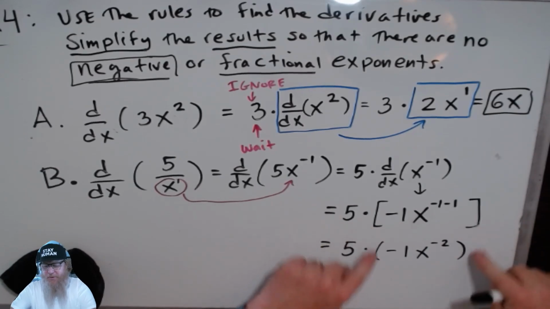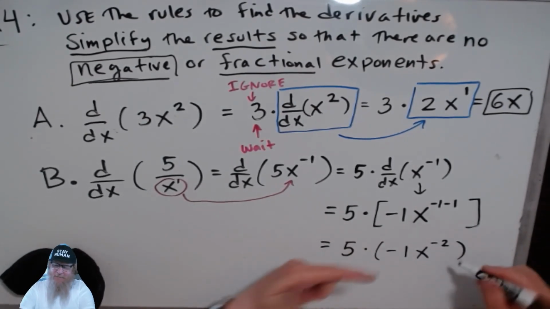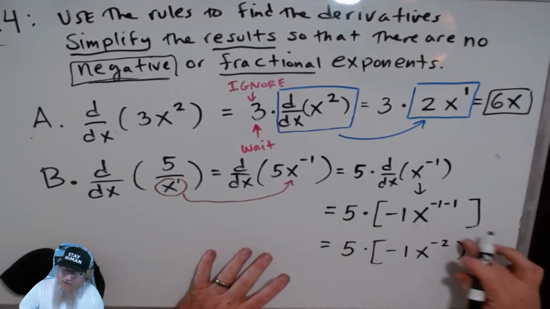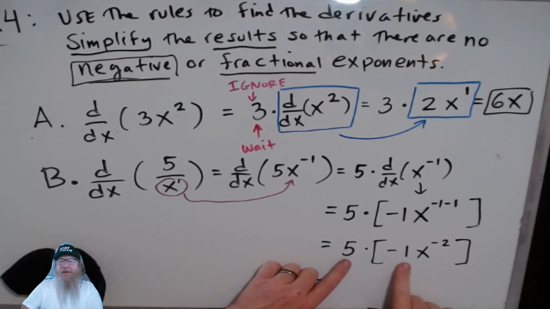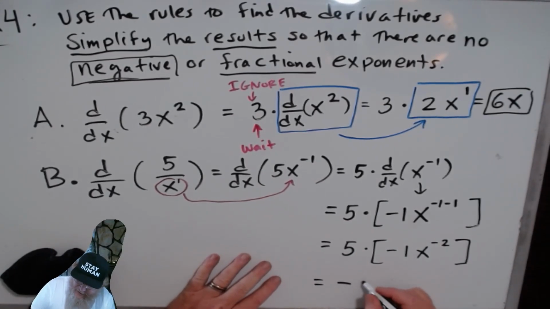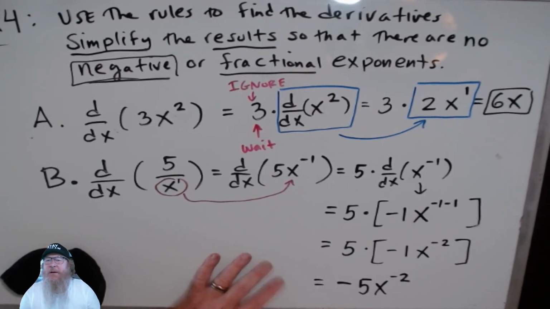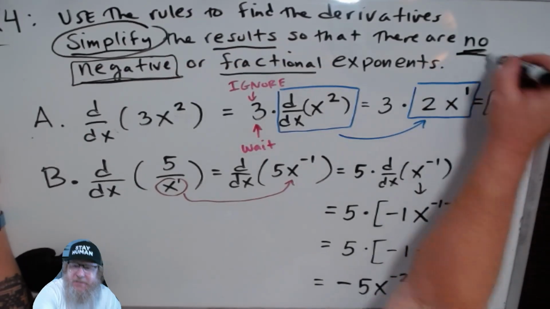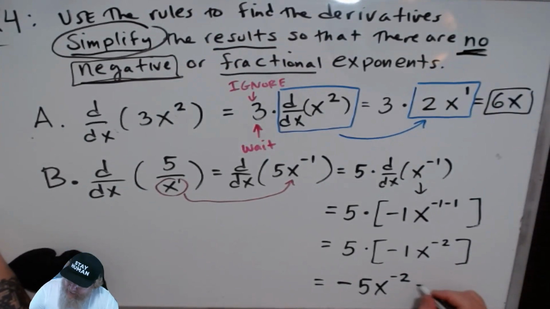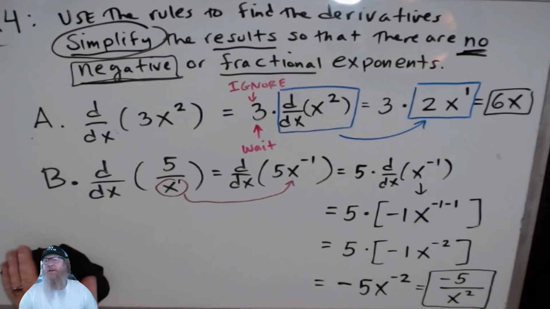I switched from square to round parentheses. It really doesn't matter what kind of parentheses I use. I'm getting rid of all the parentheses in a minute anyway. So now it's 5 times negative 1, which is negative 5, x to the negative 2. Now I have to simplify so that there's no negatives. So that's going to be negative 5 over x squared. And that's your final answer.